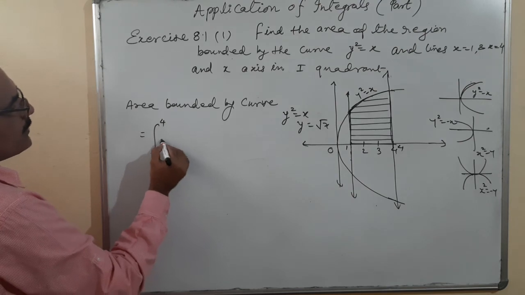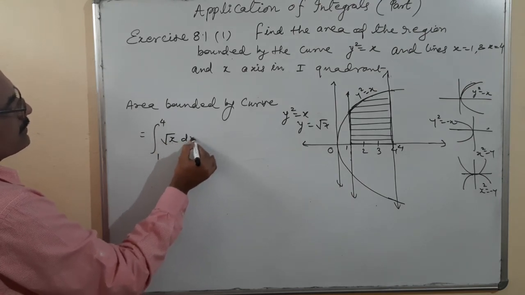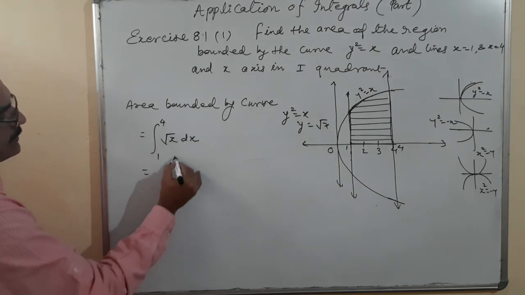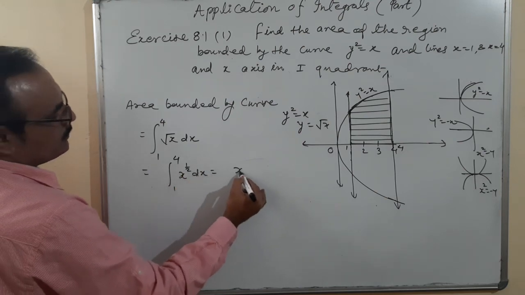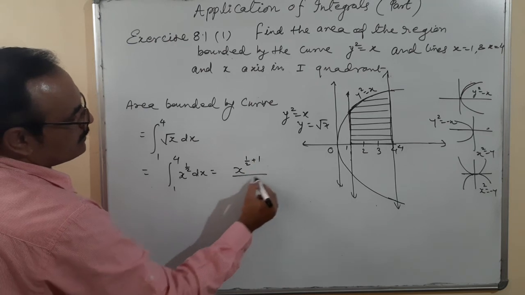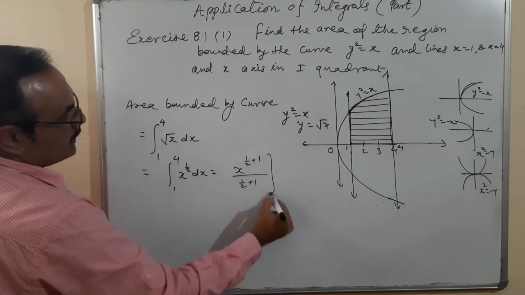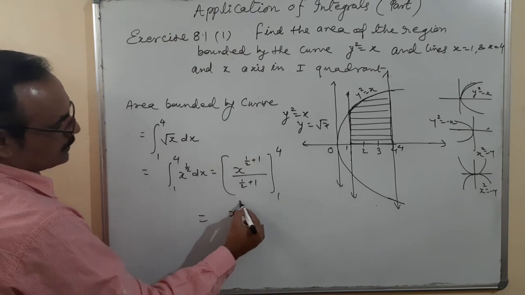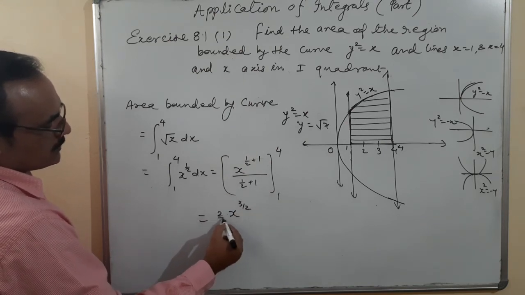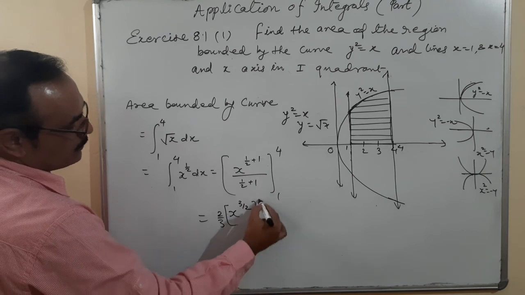So 1 to 4, actually we'll write here 1 to 4 f of x dx. So 1 to 4 f of x, what does it mean? It is root x dx. Now integrate x to the power 1 by 2 dx, x to the power 1 by 2 plus 1 upon 1 by 2 plus 1, and limit 1 to 4. So what is coming? This x to the power 3 by 2 upon 3 by 2, that means it is 2 by 3, limit 1 to 4.